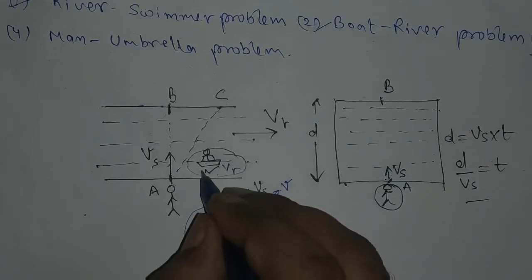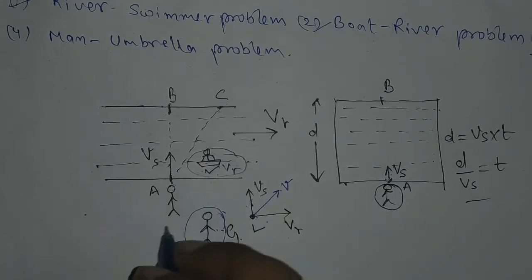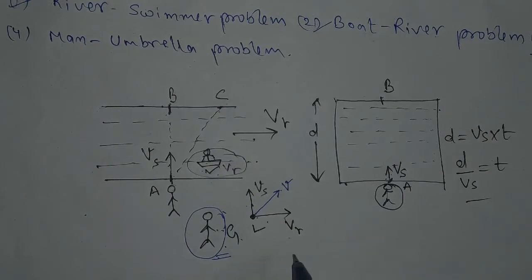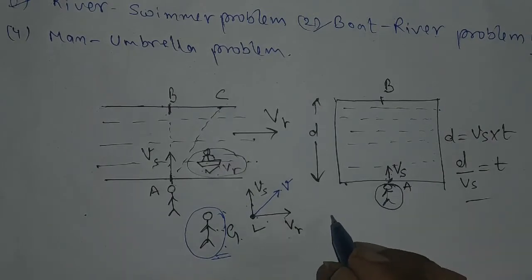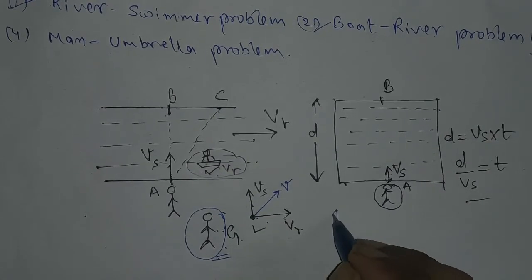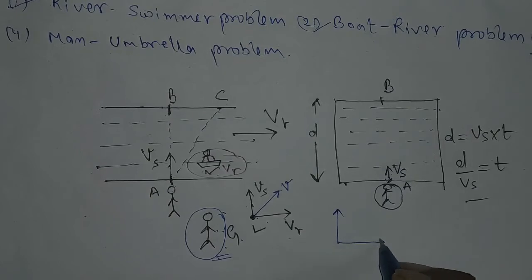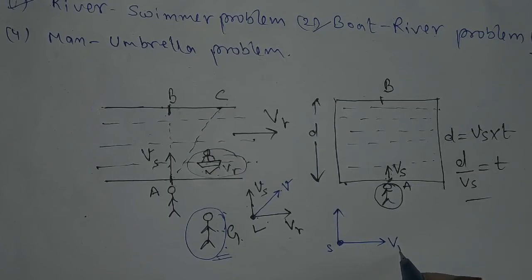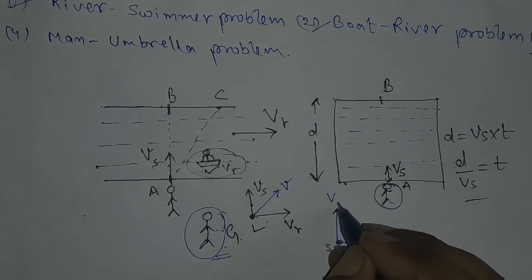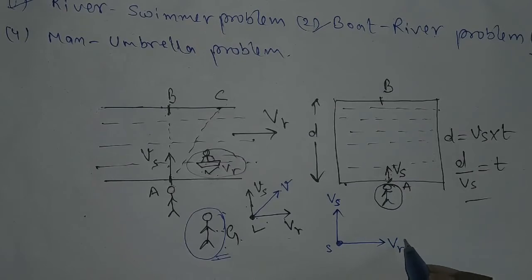See here, students, this was the free body diagram. This was the swimmer, and this was the velocity of the river and this was the velocity of the swimmer. So in his frame of reference, the boat must have to be stationary.